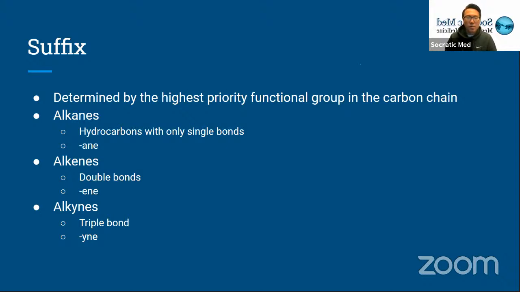For suffixes, it's determined by the highest priority functional group in the carbon chain. So after you identify the carbon chain, if it's just an alkane, just hydrocarbons with only single bonds, then you just add an ane at the end as a suffix. For alkenes, anything with a double bond in the chain, you add the ene at the end. And for alkynes, where the chain has a triple bond, you add yne at the end.